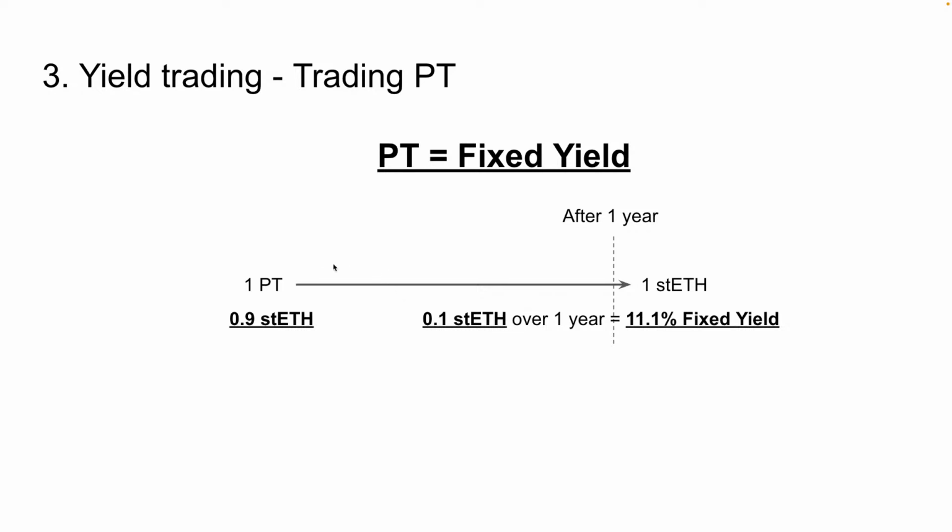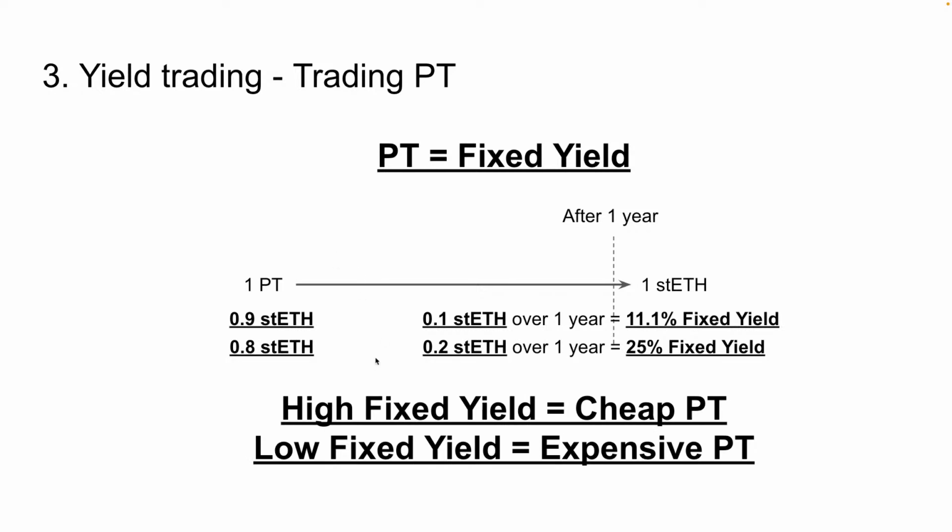Now, the second thing you need to learn about PT trading is this pricing guideline. High fixed yield is equivalent to cheap PT, and low fixed yield is equivalent to expensive PT.